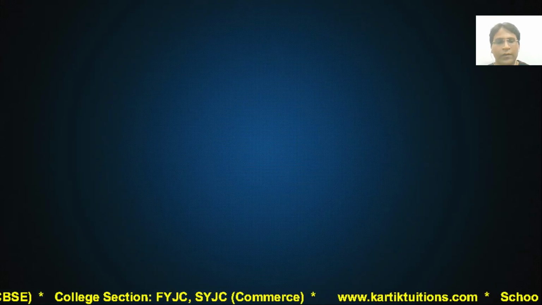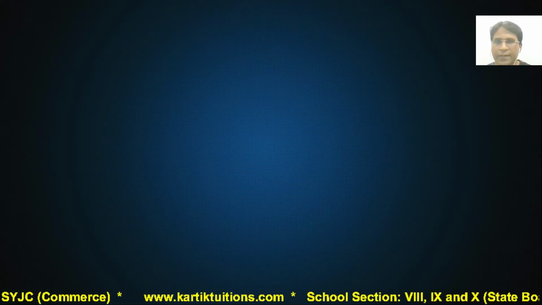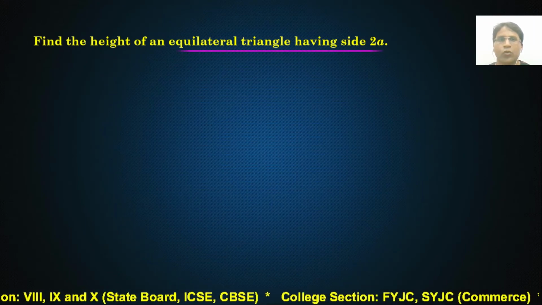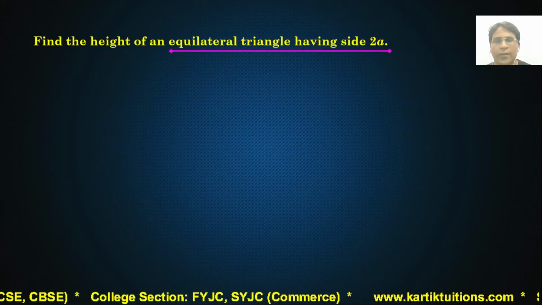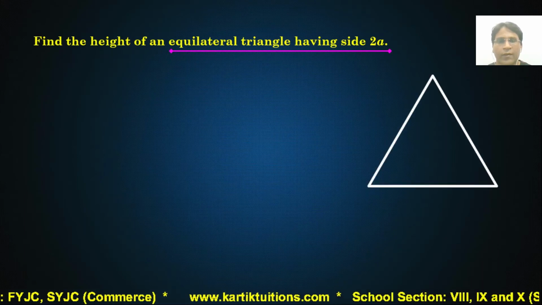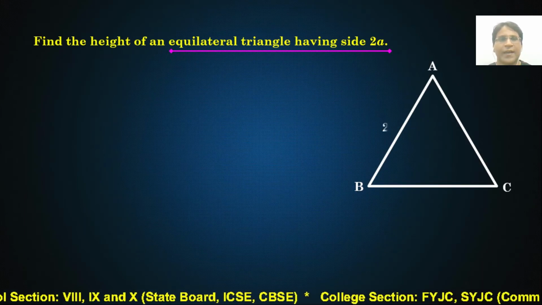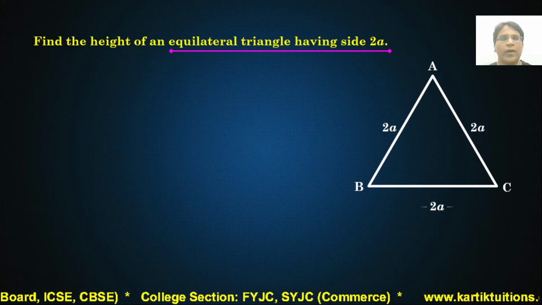Now let's have a look at one more example for better understanding. Find the height of an equilateral triangle having side 2a. Now what is given to us? They have given us an equilateral triangle. Now what are the properties of an equilateral triangle? All sides are equal. So here each side is of length 2a units.